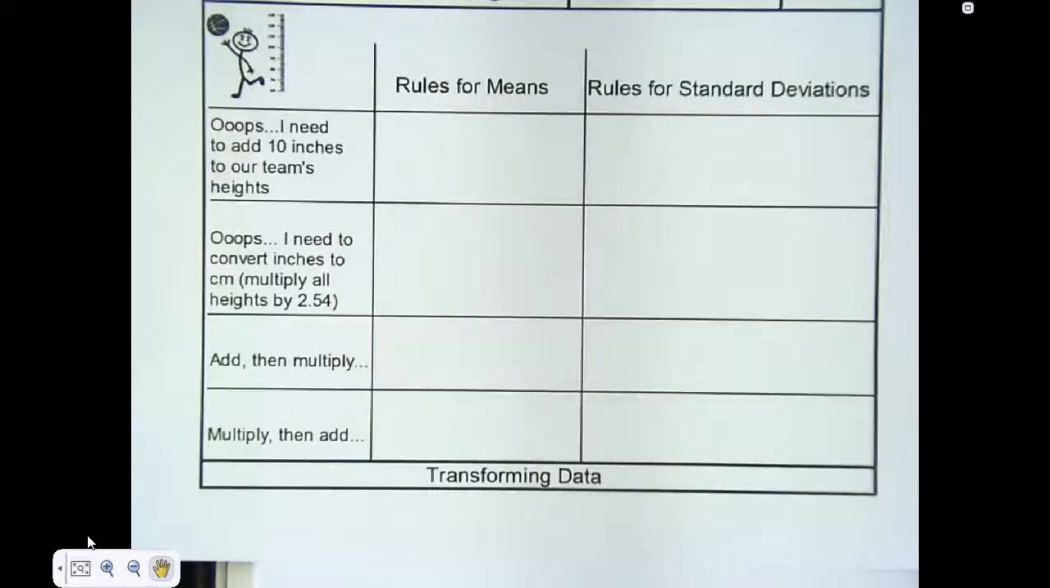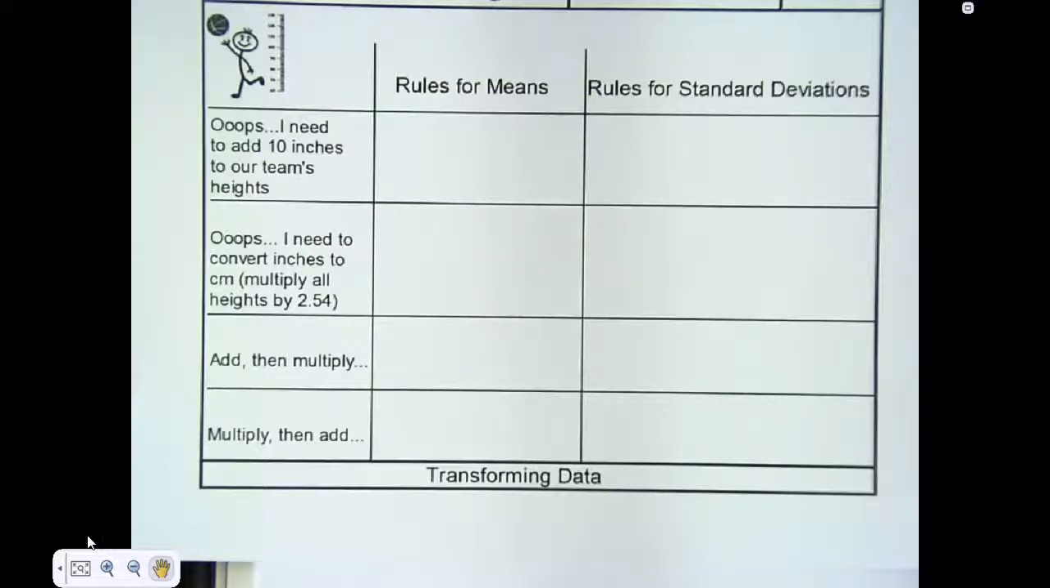Okay, so we're going to go ahead and talk about transforming data. Now, pretty much when you're transforming data, you're answering the question, what happens when we make shifts in our data? Like if we took the data set and added 3 to every value, what would happen? If we took the data set and multiplied each value by 3, what would happen to the summary statistics? So pretty much that is what we're honing in on in this case.